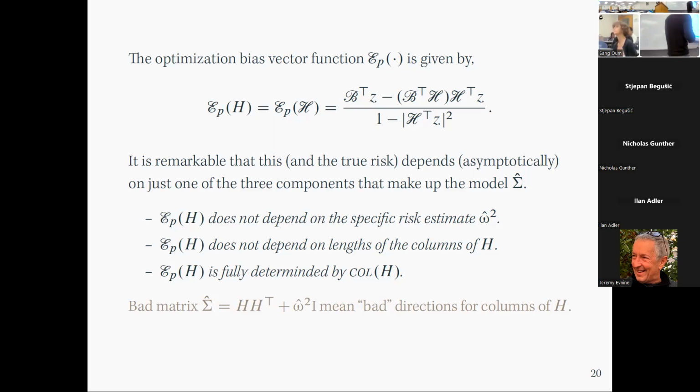And that's what I wrote at the end. Bad matrix means bad directions of the columns. So we've just isolated the root of the problem. We've said the size doesn't matter. It's just the directions of the systematic risk.